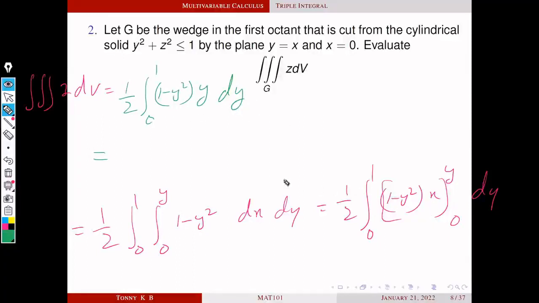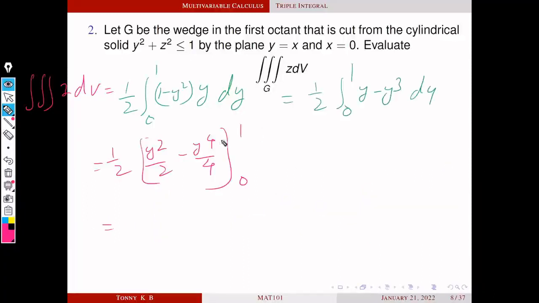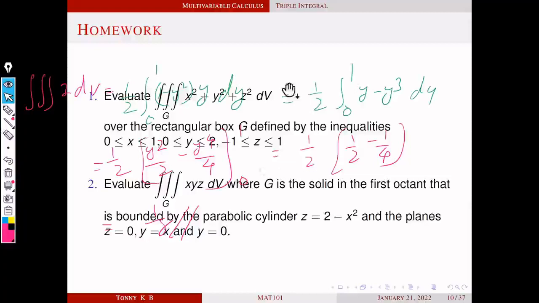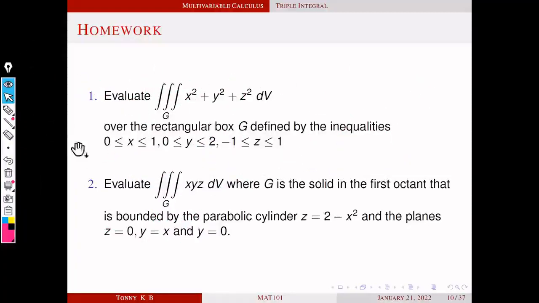When x equal to 0, the term is 0. So you can expand this one. So this becomes y minus y cube. So this becomes 1 by 2, y square by 2 minus y raised to 4 by 4, 0 to 1. Next you can substitute upper limit and lower limit. When y equal to 0, whole term equal to 0. So when y equal to 1, this becomes 1 by 2 into 1 by 2 minus 1 by 4. Upon simplification, this becomes 1 by 8. Okay. Yes, final answer is 1 by 8. So this is your homework. Okay, thank you.